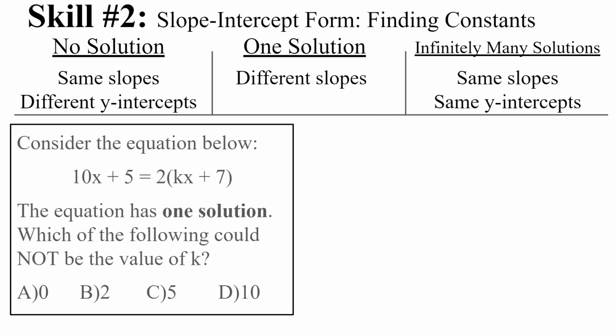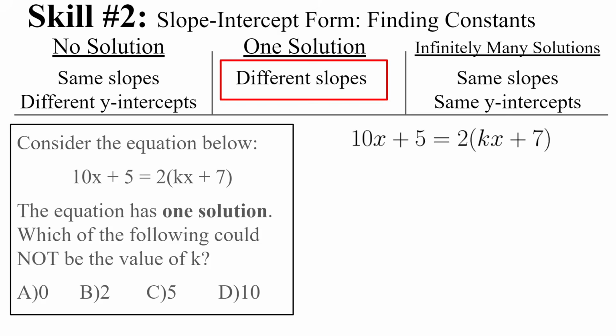Okay. So for this one, they tell us it has one solution. I'm noticing the left side is pretty good. It's in mx plus b form, but the right side isn't. So the first thing I'm going to do is distribute that 2. And we get 10x plus 5 equals 2kx plus 14. And because they told us it has one solution, these guys have different slopes.